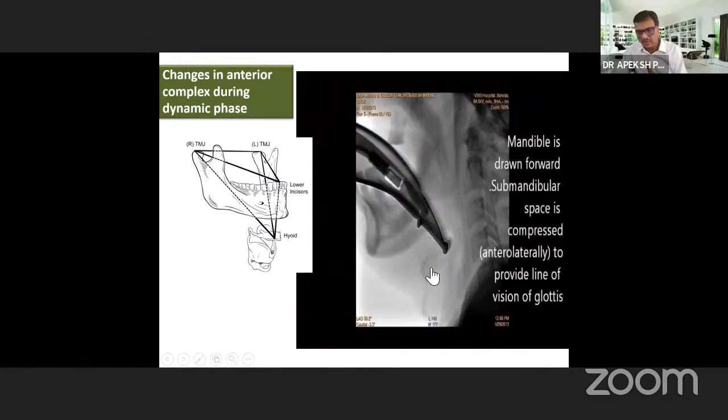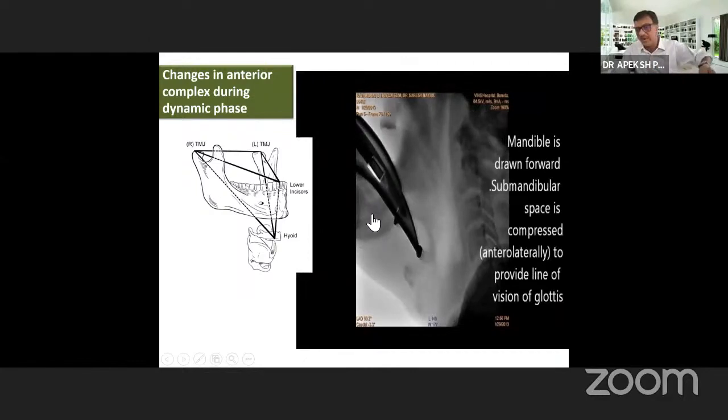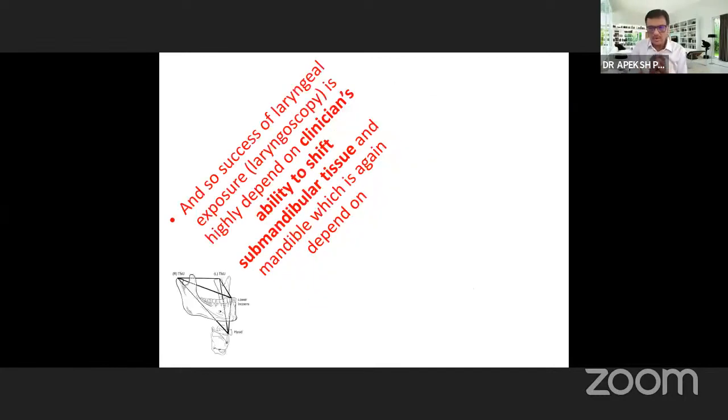during the dynamic phase of laryngoscopy, the hyoid is drawn anteriorly and forward. At the same time, the mandible is also drawn anteriorly and forward. And there is a total compression of the submandibular tissue between this blade and the mandible in order to create a direct line of sight. So there is a significant amount of shift and compression during the dynamic phase of laryngoscopy. So the success of direct laryngoscopy depends on, one, the clinician's or anesthetist's ability to shift the submandibular tissue and mandible, to make the mandible move forward. Only then are we able to create a direct line of sight and a channel for the passage of the endotracheal tube.